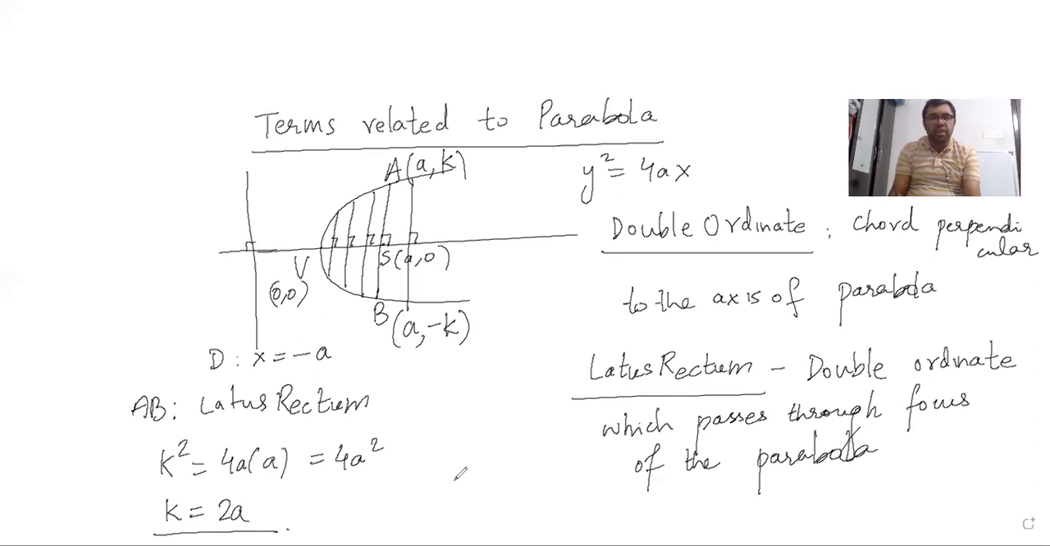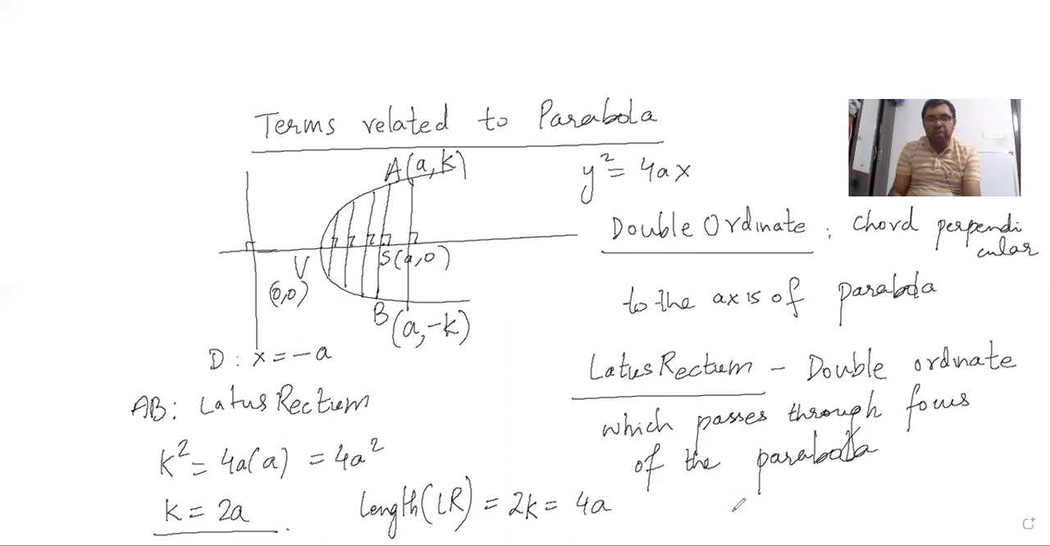So basically the length of the latus rectum or LR is, this is k and this is k, so 2k. When you substitute the value of k here, so 2 into 2a, therefore this will become 4a. Okay, so thus we get the length of the latus rectum of the parabola as 4a, right? So this is how we found it out.